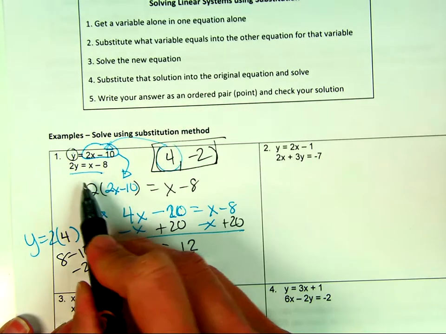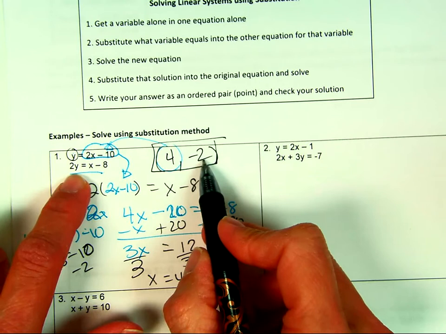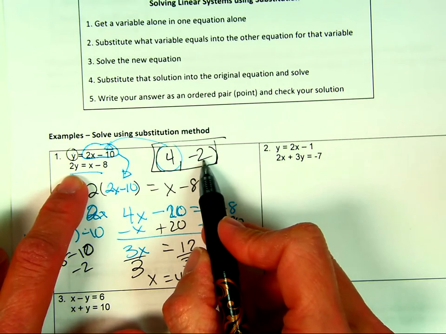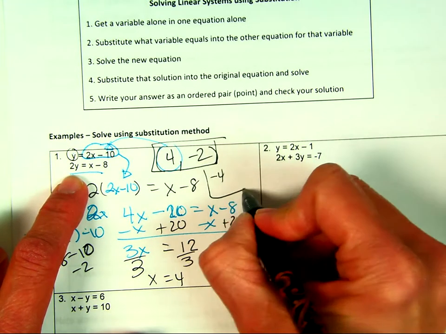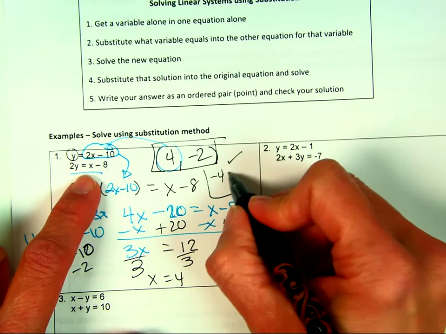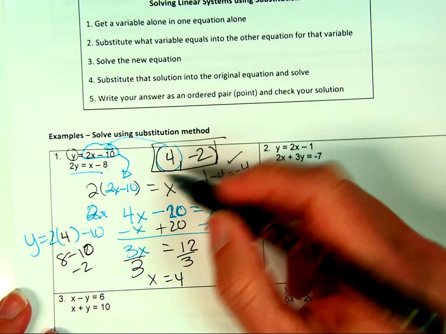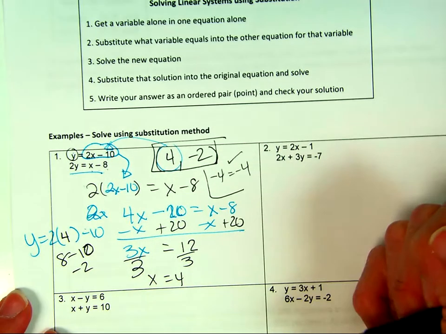And I can check it in this equation just to make sure. So what's 2 times negative 2? Because that's 2 times y, and our y is negative 2. That's negative 4. There's my check. And then does 4 minus 8 equal negative 4? Yeah, it does. So I know I'm right. So my point of intersection between these 2 lines is 4, negative 2.